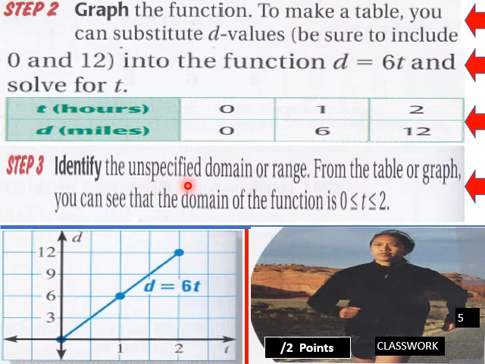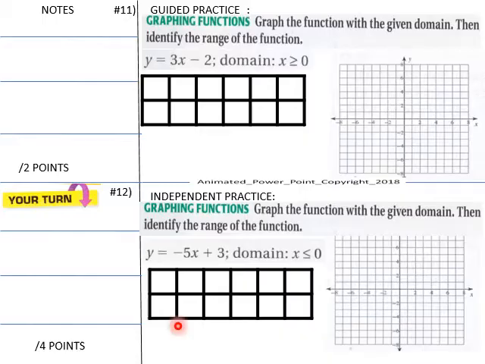So identify the unspecified domain and range from the table or graph. You can see that the domain of the function is 0 is less than or equal to t, less than or equal to 2. So the domain, which is down here, is between 0 and 2 hours, and then our range would be the distance. Okay, graph the function with a given domain, then identify the range of the function.